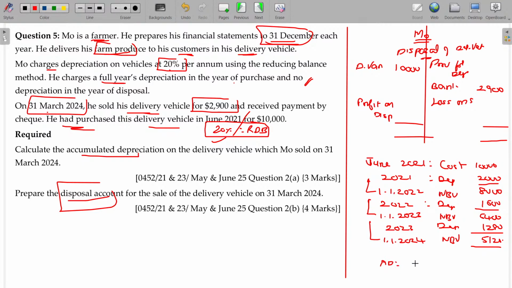Accumulated depreciation on the asset sold being cost minus net book value on the date of sale. Cost being 10,000, net book value being 5,120, then accumulated depreciation being 4,880. I post this value here. Now find out the difference, if any. The difference comes on the credit side, so I post that value here. So 10,000 and 10,000. This will be called loss on sale. Loss on sale in this case being 2,220. Balancing figure.